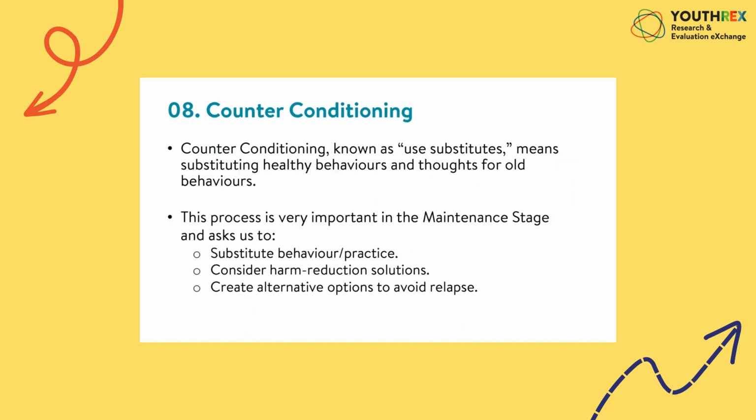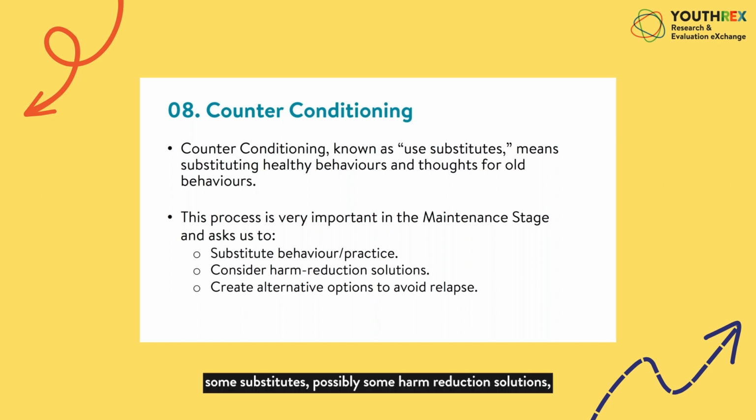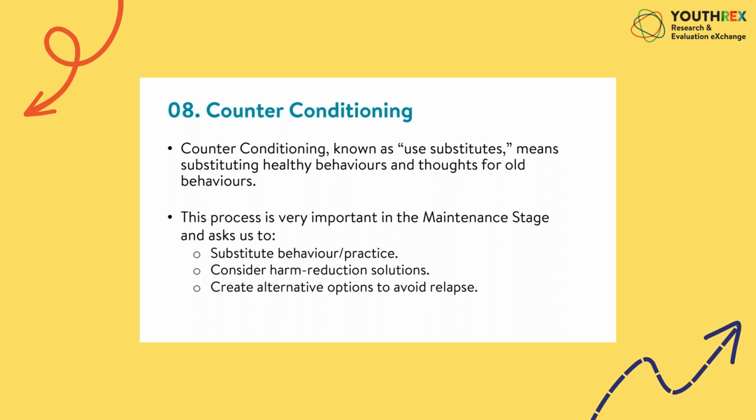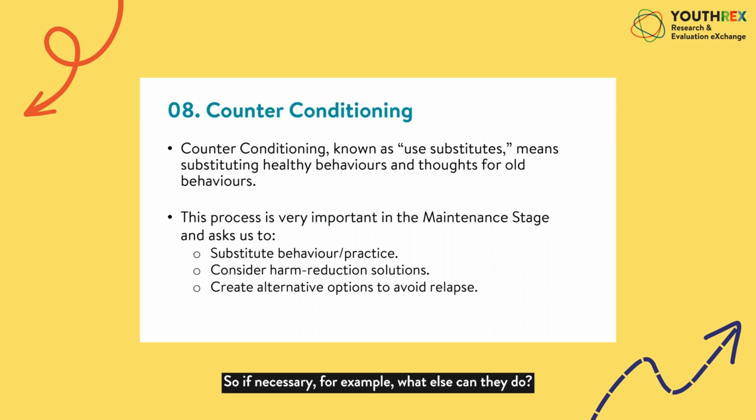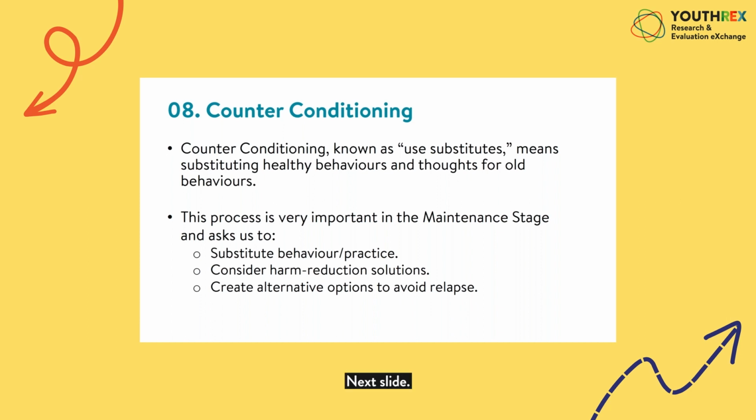Next slide, please. So counter conditioning is really about finding substitutes for those old behaviors. And this challenges us as youth workers to help the youth identify some substitutes, possibly some harm reduction solutions, creating alternatives to avoid relapse. It encourages youth to change their response to certain stimuli using alternate behaviors. So if necessary, for example, what else can they do rather than return to the old behavior?